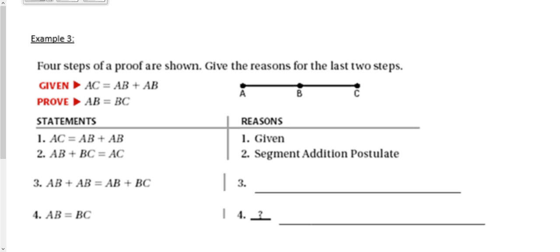I wonder if that should be AB plus BC. We'll see as we go. So we know that that's given. It's written again the same way, AB plus AB. Then we see number 2, AB plus BC equals AC is the segment addition postulate, that's stating that AB plus BC equals that larger segment. That is the segment addition postulate.